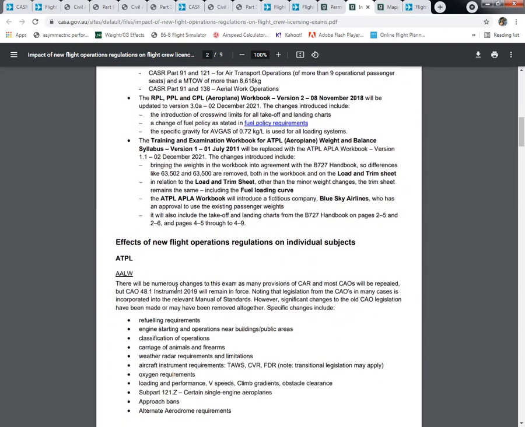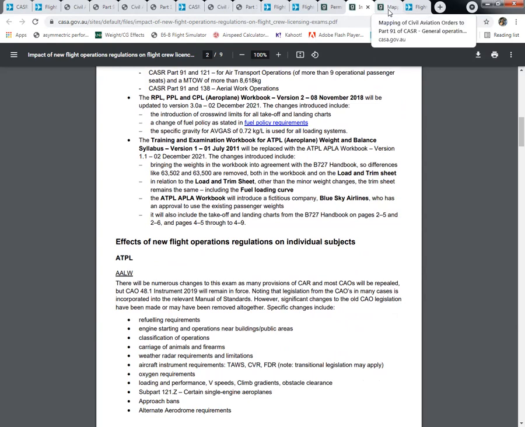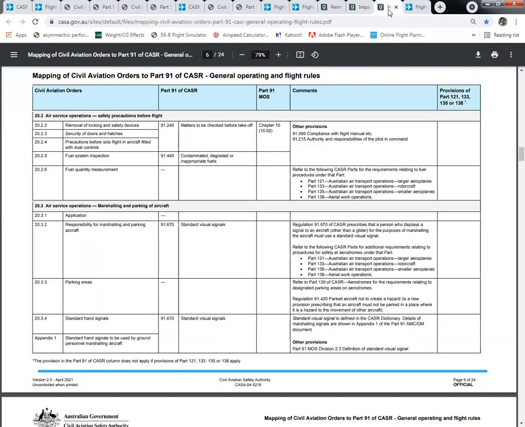So I think probably early on in the piece, it won't be too bad. I think they'll be treading relatively softly. CASA have produced a lot of assistance material, like they've produced a mapping document that shows you what would have been in the CAOs in times past, like removal of locking and safe devices, pre-flight safety precautions in 20.2. That's now moved over, and they tell you where it's moved. It's moved to CASR 91.245.